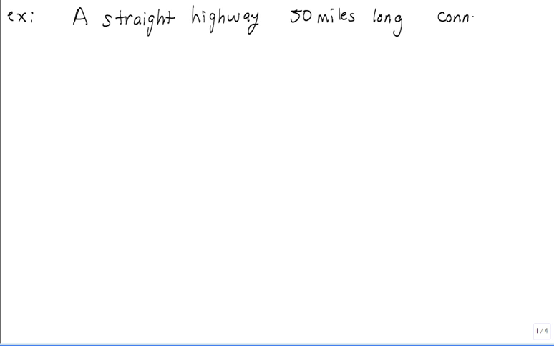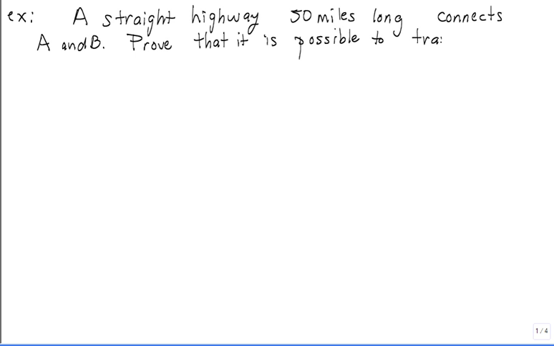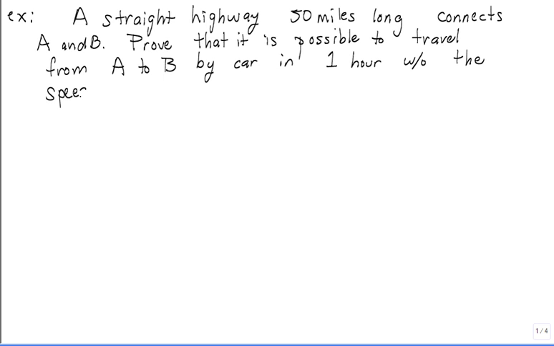Okay, so here's another example. Let's talk about a straight highway, 50 miles long, that connects A and B. Prove that it is possible to travel from A to B by car in 1 hour without the speedometer reading 50 miles per hour.